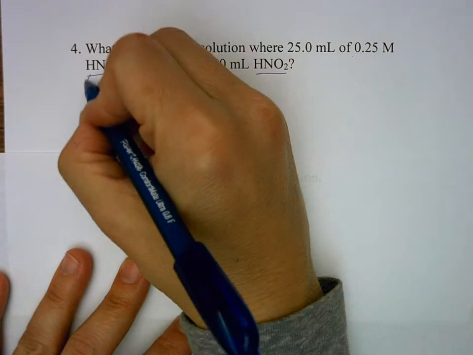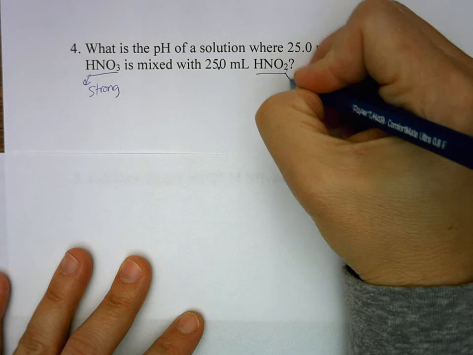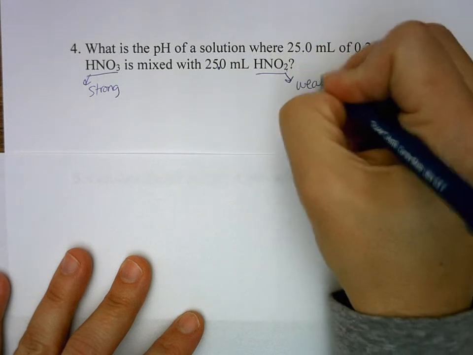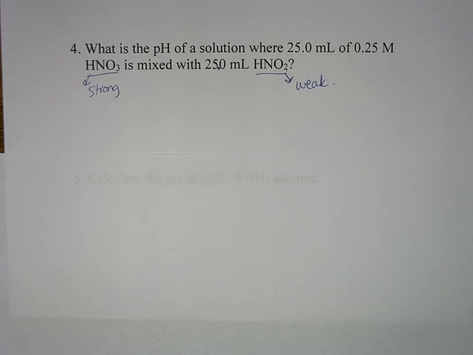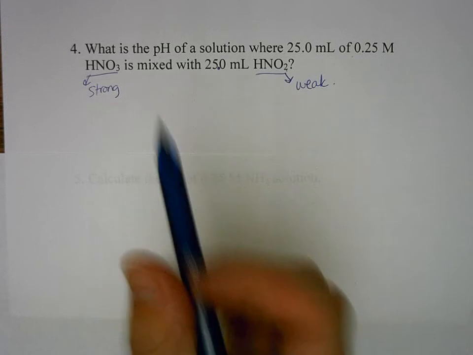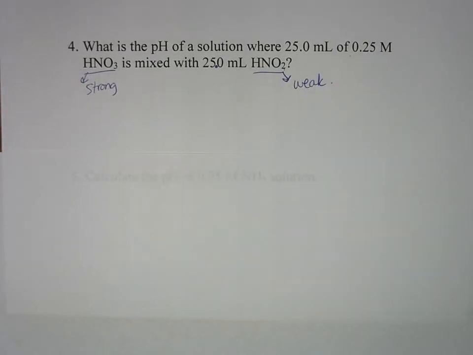HNO3, that's nitric acid. That's a strong acid. HNO2 is weak. So in the first example where we combined things together, we had two strong acids, and so we had to add all the hydrogen ion concentration together.